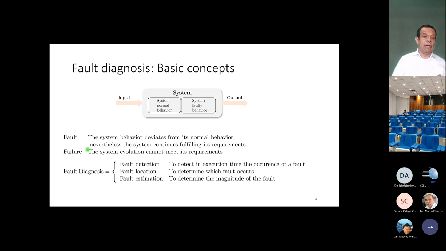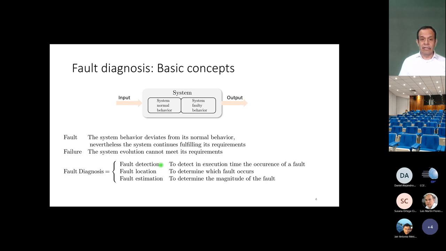And when a failure occurs, again the system behavior deviates from its normal behavior. But in this case, the output of the system cannot meet its specification. In this case, the throughput is reduced. Maybe the variety of parts that this system is producing is also reduced. I have the following definitions. Fault diagnosis is composed of these three stages: fault detection, fault location, and fault estimation.